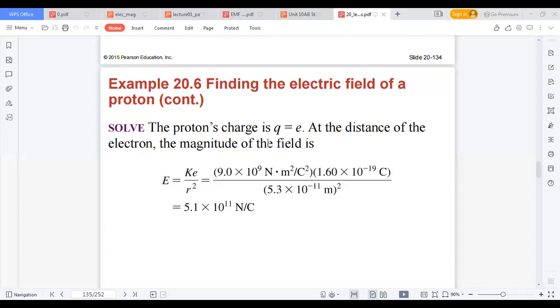Suppose we can discuss some real life examples. Finding the electric field of a proton. Suppose the proton has a charge q equal to the charge of an electron. At the distance of the electron, the magnitude of the field is, suppose k is the Coulomb constant in newton meter square per Coulomb square, e is 1.60 times 10 to the minus 19 Coulomb, and r equals this distance, 5.3 times 10 to the minus 11 meter. Then we get the electric field like this.